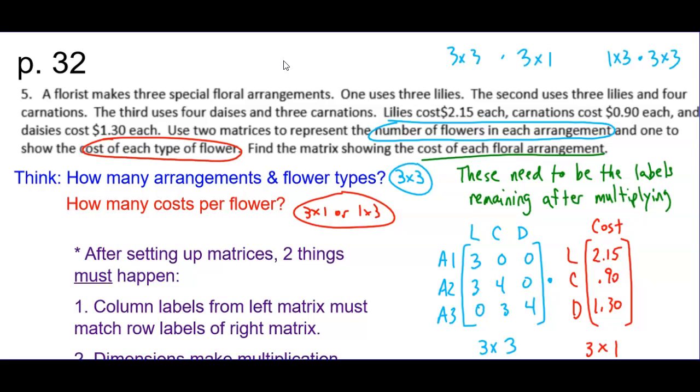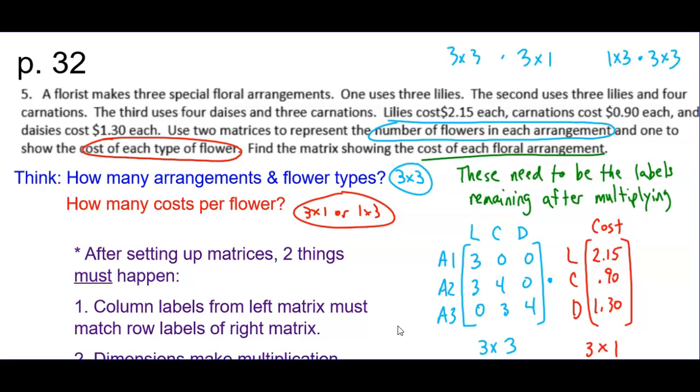So that's going to be 3 by 3 because there's 3 arrangements, and within those 3 arrangements, there are 3 different kinds of flowers. I have the lilies, I have the carnations, and I have the daisies, and then I have arrangement 1, arrangement 2, and arrangement 3. So I know it's going to be a 3 by 3. The question is going to become, at some point, where do I put the labels?